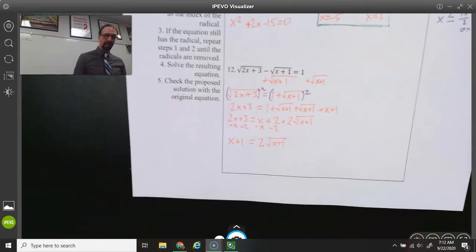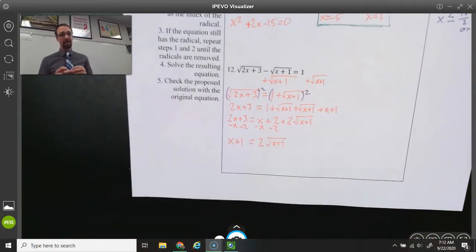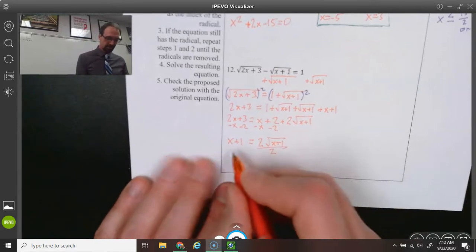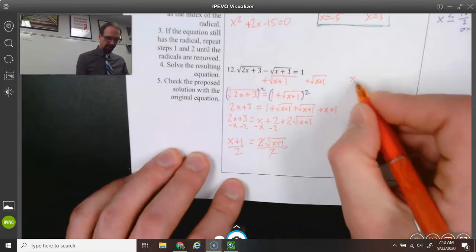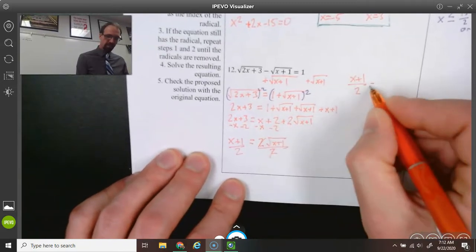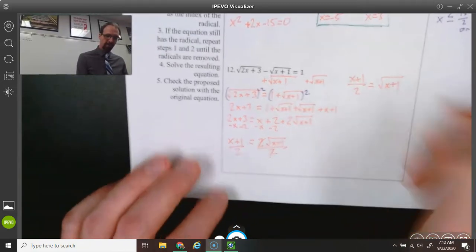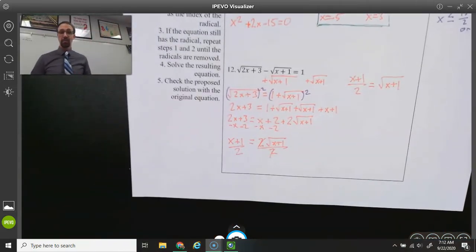All right. Again, I want to just have the radical. I don't want to have that 2 out in front. That 2 is multiplied, so if I divide by 2 on both sides, I will eliminate the 2 in front. So now I have x plus 1 over 2 is equal to the square root of x plus 1. Now, again, go back and repeat. So we're going to repeat the steps.